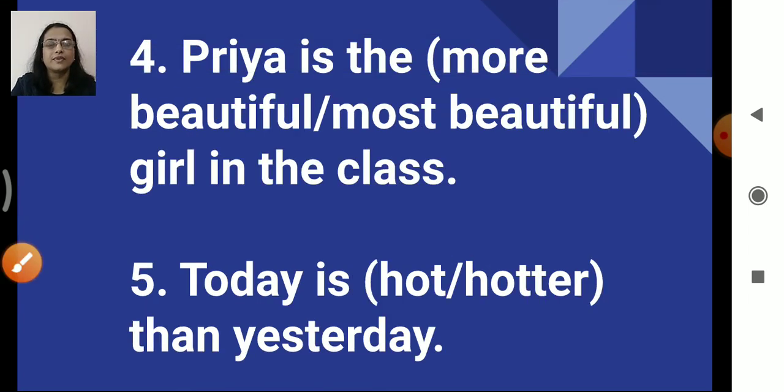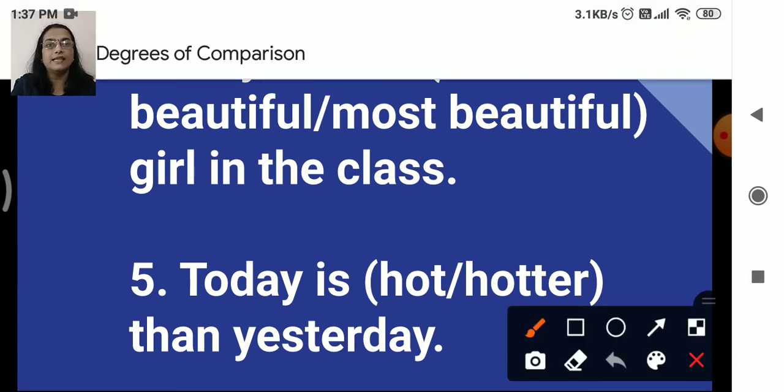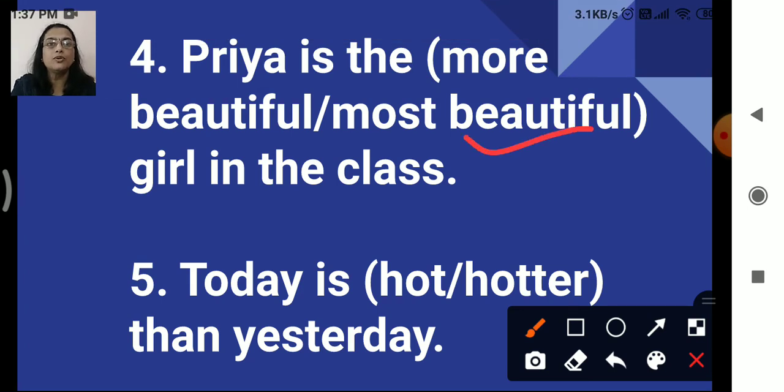Next, fourth one. Priya is the more beautiful or most beautiful girl in the class. Now the comparison is again Priya's comparison. Priya is compared with the girls of the whole class, right? So what will be the answer? Yes, it will be most beautiful, right? She is compared with everyone.